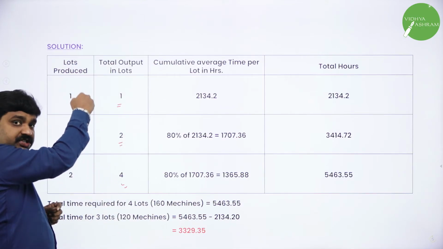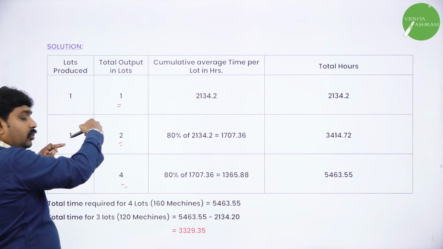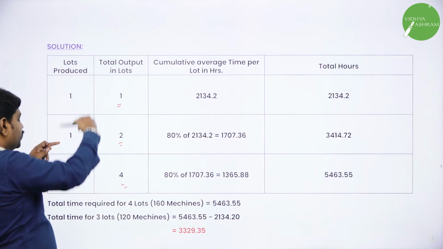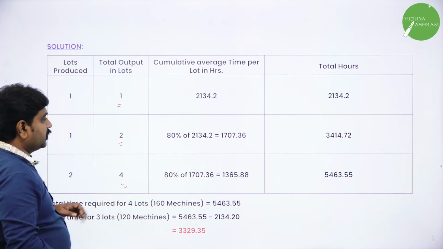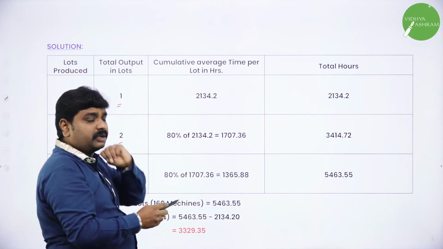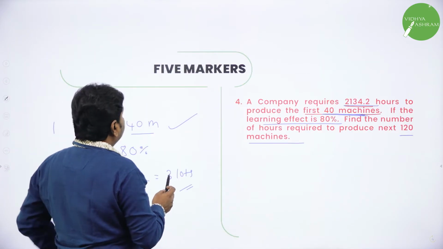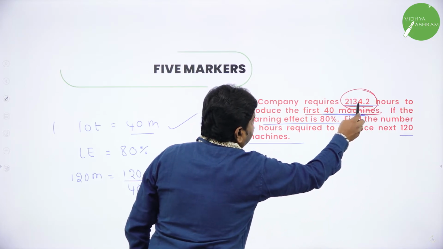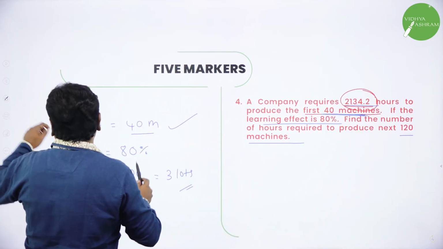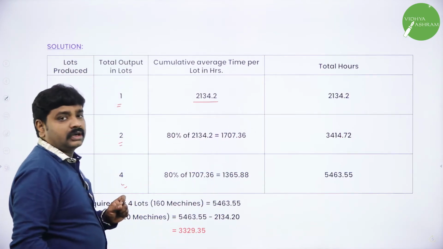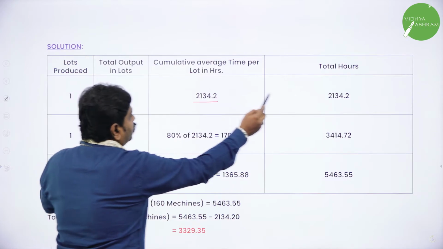Then fill the first column. How to fill the first column? First lot, and above it there is nothing, so right below it is 1. Add these two and write next: 1 plus 1 is 2. Then cumulative average time. For the first lot, they gave the time for the first 40 machines. What is the time for the first 40 machines? 2,134.2 hours they have given. So for the first lot you fill this, and multiplying 1 into this, you will get the total.